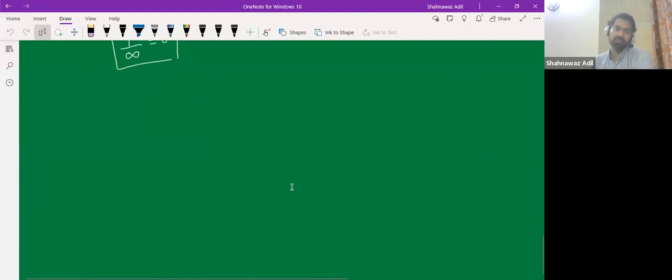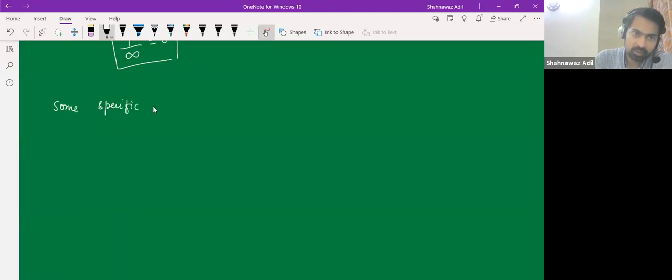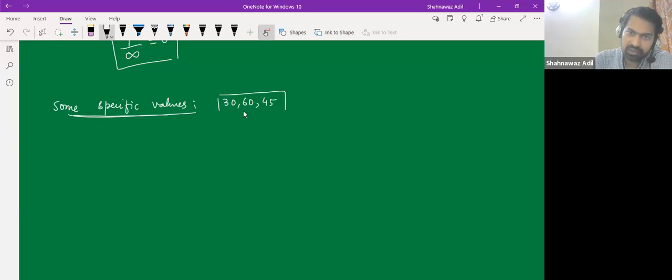Okay. So, some specific values. Whenever we want to calculate, let's say 30 degree, 60 degree, and 45 degree, how do we get the value of these angles? Because we already know that sine 0 is 0, and sine of 90 is 1. These are the things that we already know.